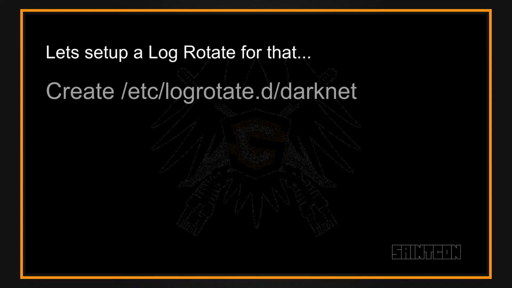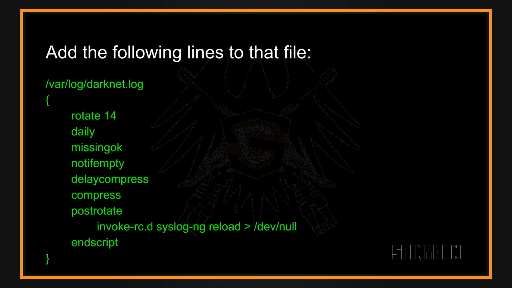And then you want to set up a log rotate, obviously, because otherwise that file is going to get massive. All right. So we're going to create an etc logrotate.d darknet file, and in it we're going to stuff in this information. So in here you've got your var log darknet.log, and you're saying I want to rotate it every 14 days. Well, basically that means 14 iterations. Okay, I want to keep 14 iterations of it.